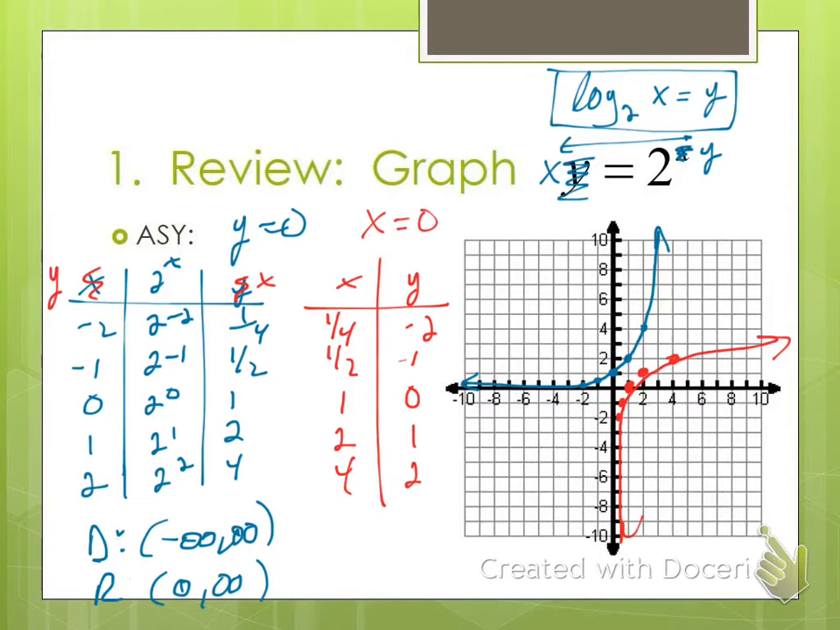Right? The domain is still the same thing. It's the x-axis. It's left or right. You know, where does this graph go? Does this graph extend to negative infinity and positive infinity? Left and right.